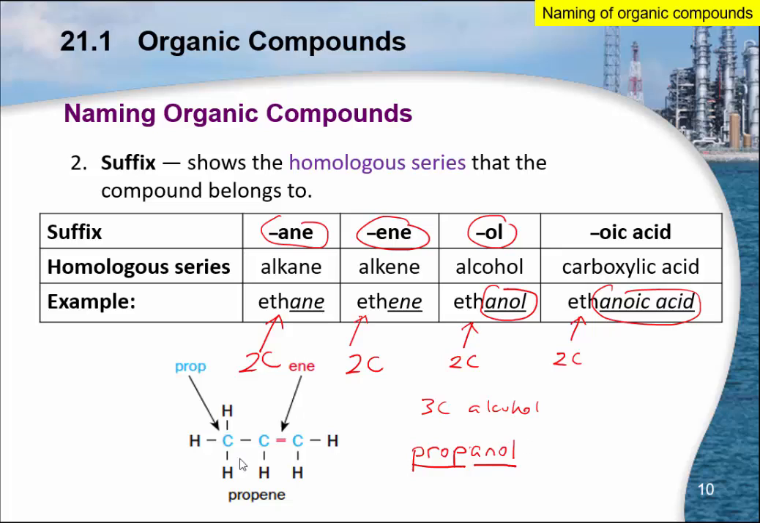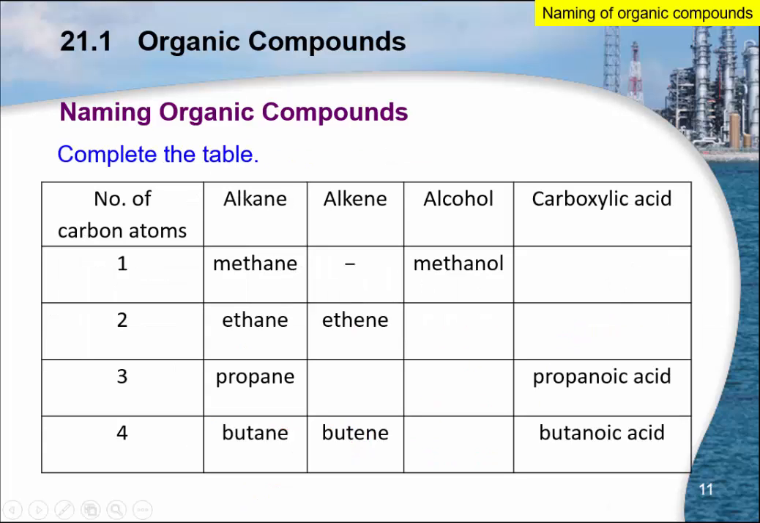And if you look at this example, a 3 carbon alkene. Because of a carbon-carbon double bond, this must be from the alkene family. And since the 3 carbon is prop, it is called propene. Okay, let's try this.